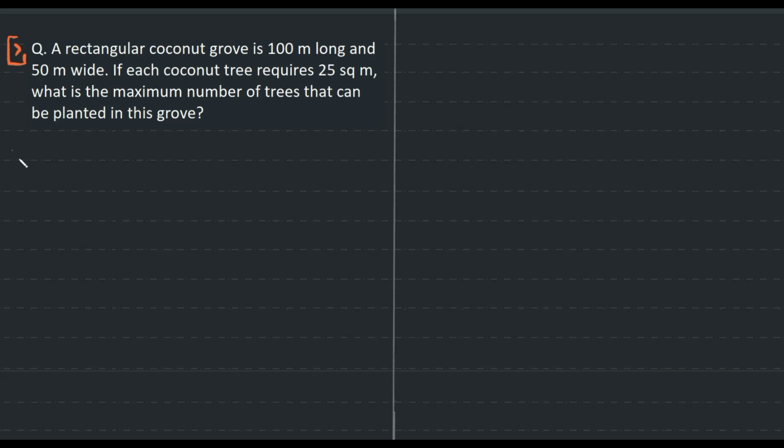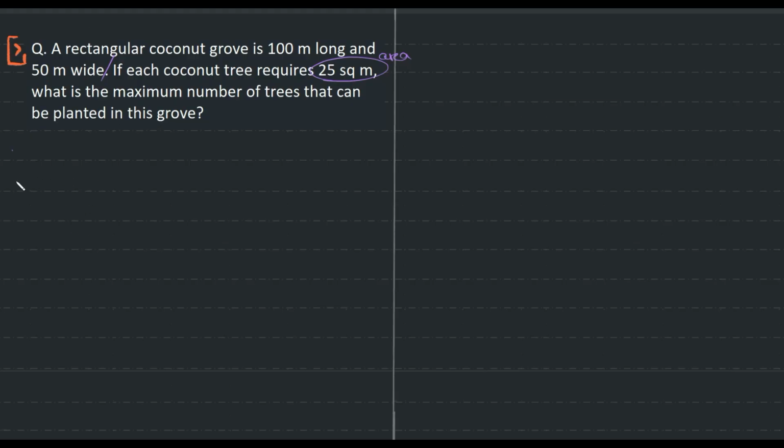We're looking at a rectangular coconut grove that is 100 meters long and 50 meters wide. So we have a plot with dimensions 100 meters and 50 meters. Each coconut tree requires 25 square meters. So this is area. What is the maximum number of trees that can be planted in this grove?